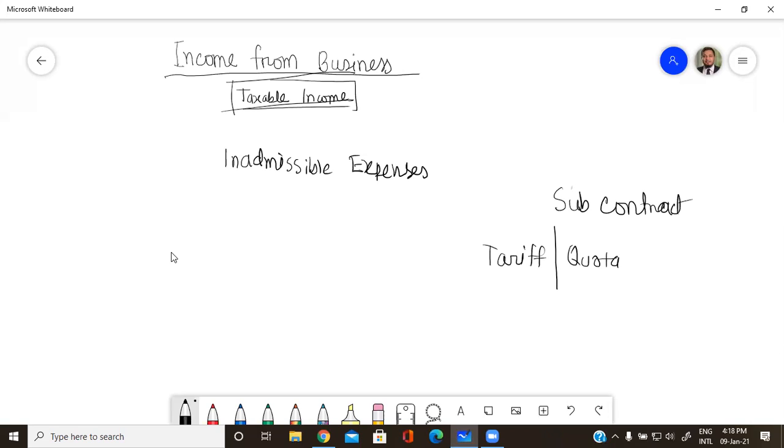Tariff or quota? Say only 5 producers in our country are authorized in Bangladesh to export mango. So only 5 producers. In that case, this is a kind of exclusive license given to these 5 producers. The producer can sell or transfer this license to others. Quota has some other meaning, but I'm not going there.